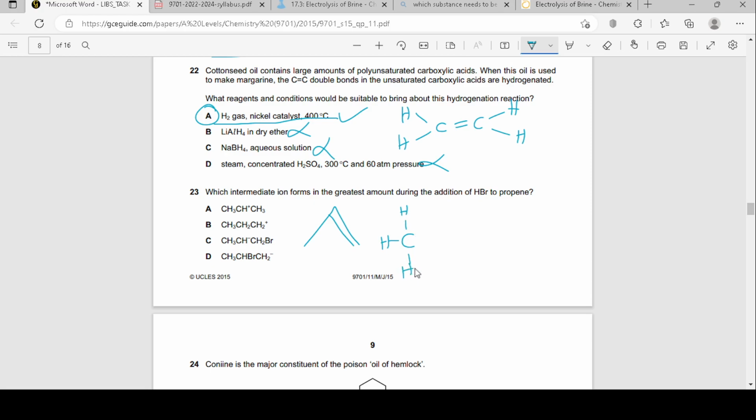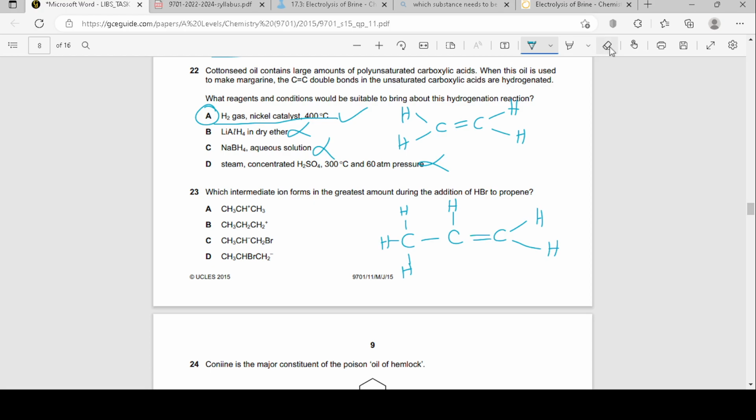CH3, and then you have C, and another C, and actually it's not going to be this. It's going to be a double bond between them, and you have one H here, and two like that. Okay, that's the structure. So CH3, CH, CH2. So which intermediate ion forms in the greatest amount during the addition of HBr to propene?